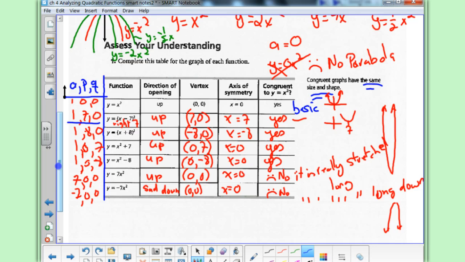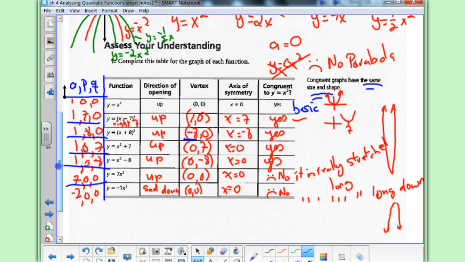Y equals x plus 8. What happened to that? Its vertex went left. Its axis of symmetry is x equals -8, and so on. The fourth one, its direction of opening is up, and it went up 7. It's still anchored, its axis of symmetry is x equals 0, and it hasn't been stretched. The next one went down 8.